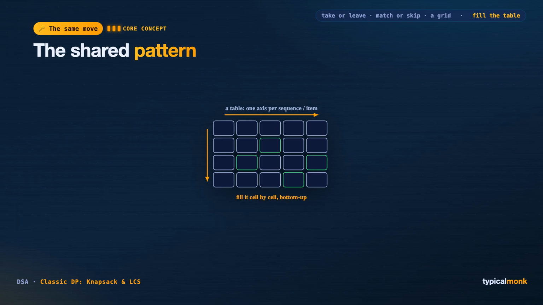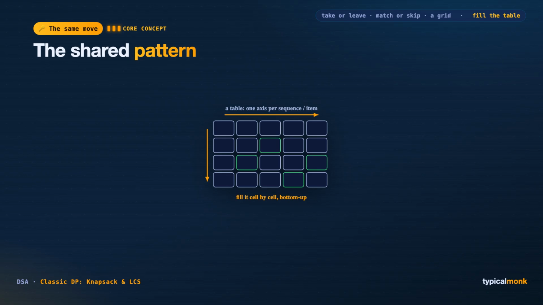And in both, you fill that grid cell by cell, bottom up, using the recurrence, with each cell computed from a few already filled neighboring cells. The knapsack cell looks at the take and leave results, which sit in earlier cells. The LCS cell looks at the match or the two skip results, which sit in adjacent cells. You start from the simple base cases at the edges of the grid and work inward. And because every cell only depends on cells already computed, the whole table fills in cleanly. Each subproblem solved exactly once.